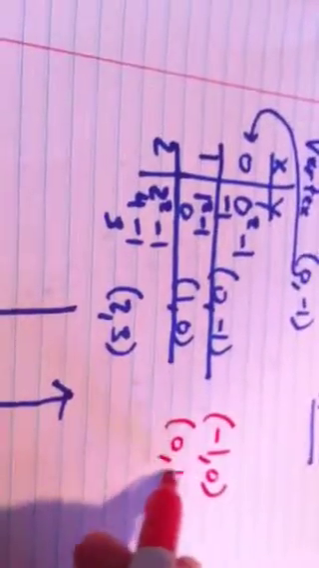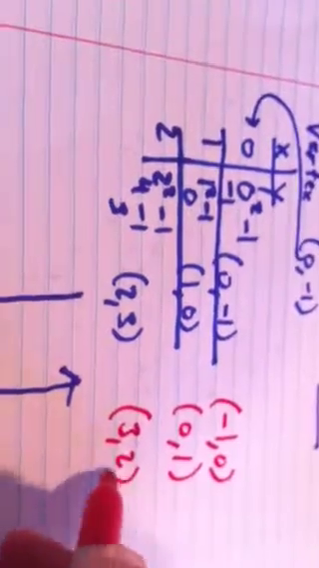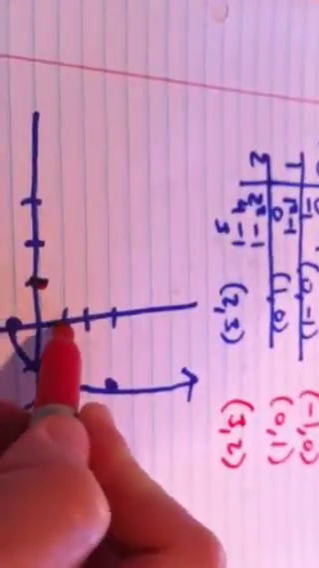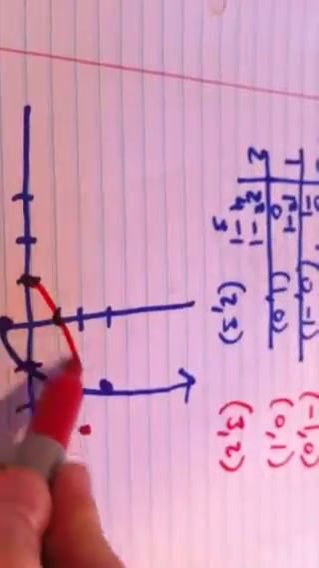Now he also says to graph the inverse, and an inverse just switches the x and the y. So instead of plotting 0, -1, I'm going to plot -1, 0. Instead of plotting 1, 0, I'm going to plot 0, 1. And instead of plotting 2, 3, I'll plot 3, 2. So I have the point -1, 0, 0, 1, and 3, 2. Connect those, and there's your inverse.